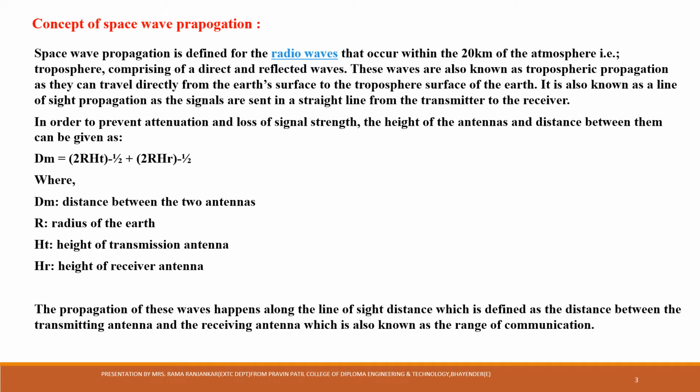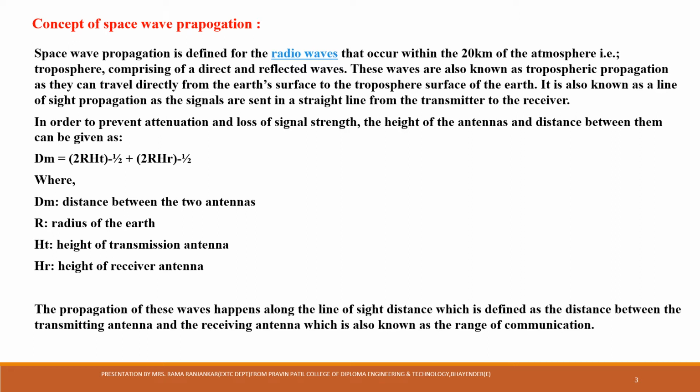Space wave propagation is defined for the radio waves that occur within the 20 km of atmosphere, that is the troposphere, comprising of direct waves and reflected waves. These waves are also known as tropospheric propagation, as they can travel directly from the Earth's surface to the troposphere. It is also known as line of sight propagation, as the signals are sent in a straight line from the transmitter to the receiver.